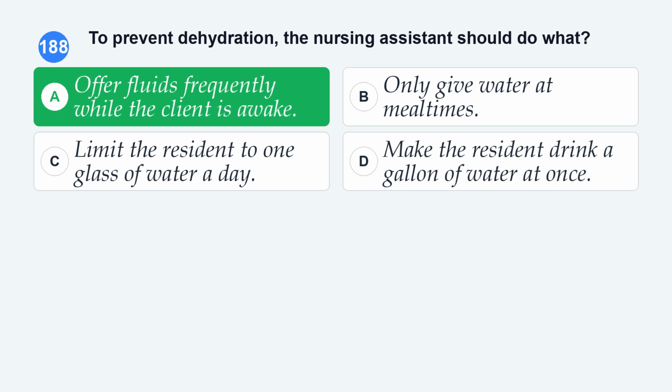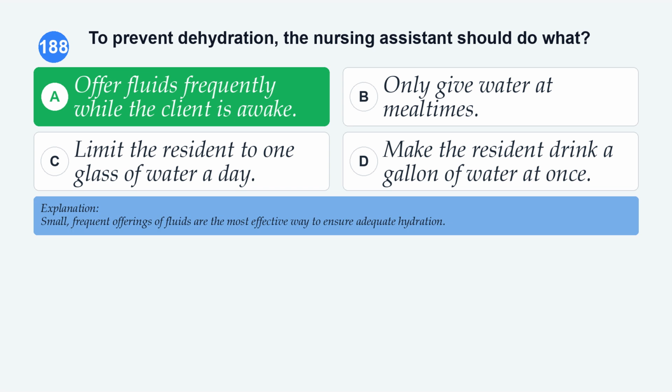The correct answer is option A. Offer fluids frequently while the client is awake. Explanation. Small, frequent offerings of fluids are the most effective way to ensure adequate hydration.